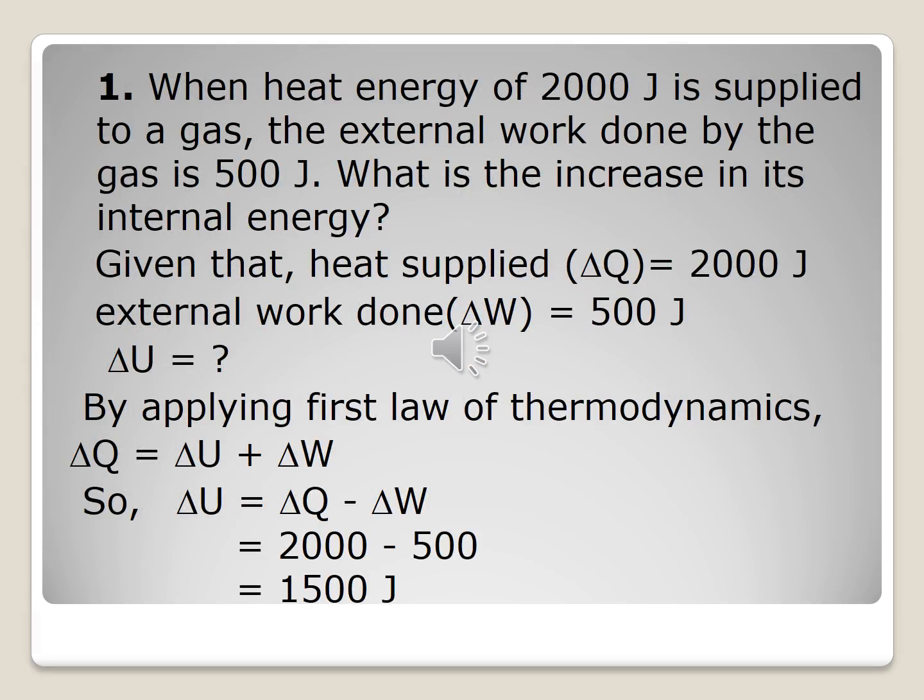Let's see the related numericals. First question: when heat energy of 2000 joules is supplied to a gas, the external work done by the gas is 500 joules. What is the increase in its internal energy? Solution: given that heat supplied delta Q is equal to 2000 joules, external work done delta W is equal to 500 joules. We have to find the increase in internal energy. According to the first law of thermodynamics, delta Q is equal to delta U plus delta W, then delta U is equal to delta Q minus delta W, which is equal to 1500 joules.